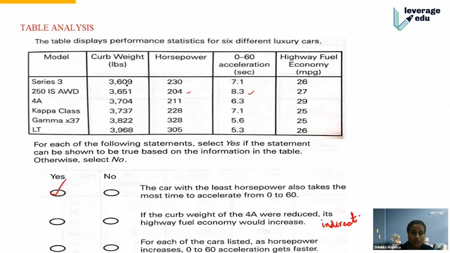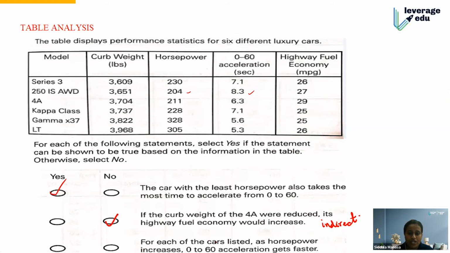Now let's go on to those two columns, curb weight and the economy. Now see, if it is 3609, the economy is given as 26. Now it is increased, it is 27. Increased further, it is 29. Increased further, again drop. That means we don't see a proper trend here, but he clearly tells what it is. He's asking for, is there something as indirect relation between those two? So definitely it is no.